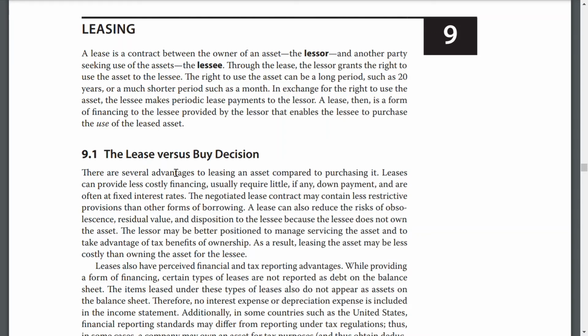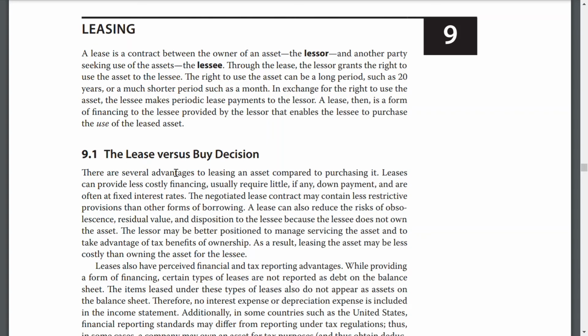A lease is a contract between the owner of an asset, the lessor, and another party seeking to use the asset, the lessee. That's a funny word, lessee. Through the lease, the lessor grants the right to use the asset. To the lessee, the right to use the asset can be for long periods, such as 20 years, or much shorter periods, such as a month. In exchange for the right to use the asset, the lessee makes a periodic lease payment to the lessor. A lease then is a form of financing to the lessee provided by the investor that enables the lessee to purchase and use the leased assets.